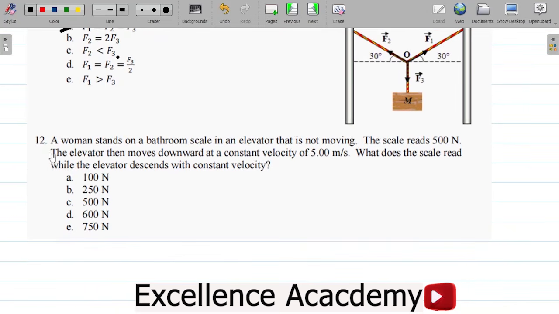All right, guys, you have question 12. Question 12 says a woman stands on a bathroom scale in an elevator that is not moving. The scale reads 500 Newton. The elevator then moves downward at a constant velocity of 5 meters per second. What does the scale read while the elevator descends with constant velocity? You have these options here. Solve this question, leave your answer in the comment section, and I'll tell you if you're correct or not.